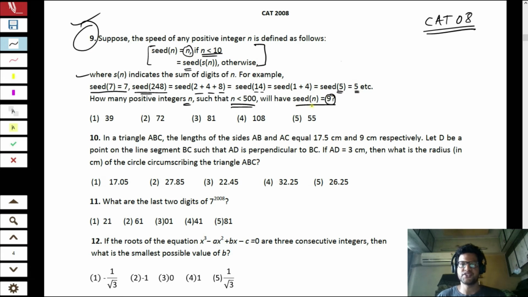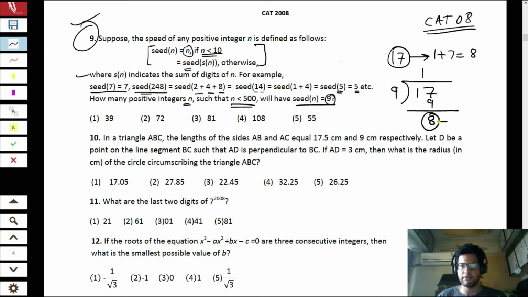So let us try to understand what the seed of a number means. Let's take an example, let's say 17. What is the seed of 17? It is 1 plus 7, that is 8. Now understand, whenever you divide any number by 9, whatever remainder you get, so in this case, if we divide 17 by 9, we will get 9 ones are 9 and 8. So whatever remainder you get after you divide that number by 9 is nothing but the sum of its digits.